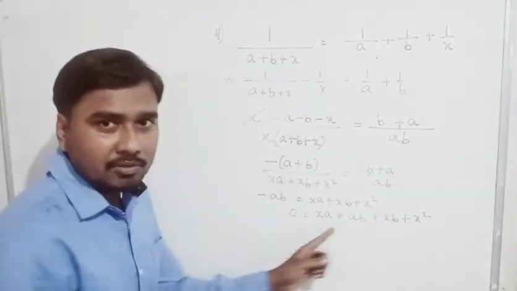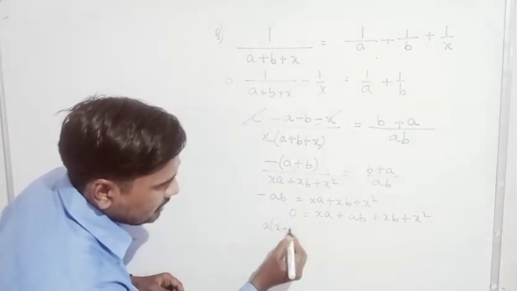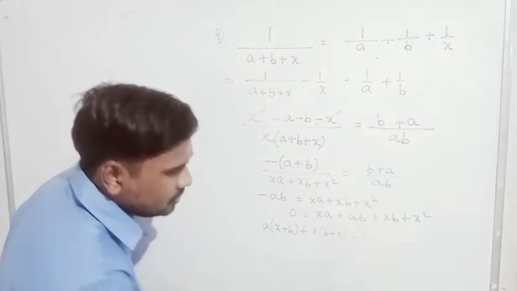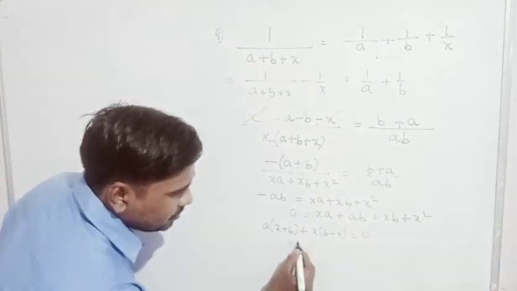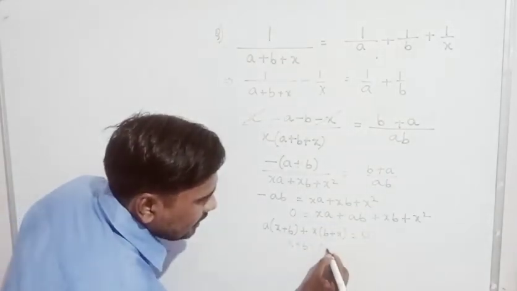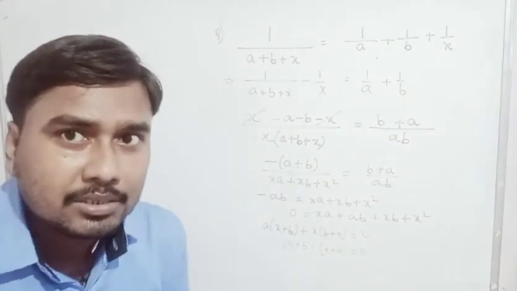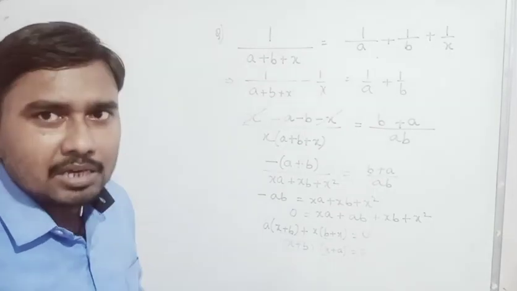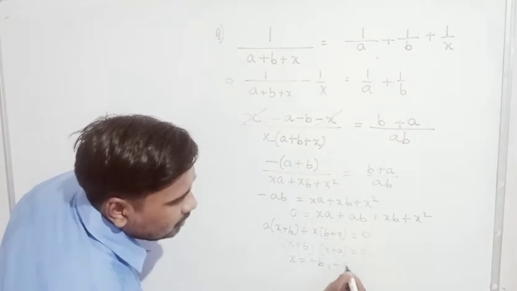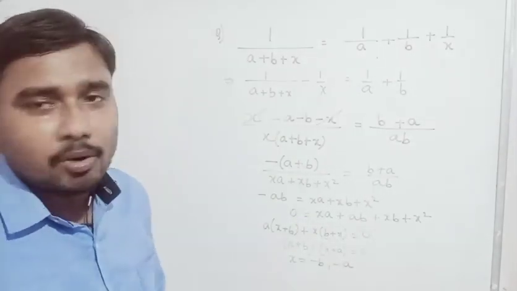In this part, when you take common, a is common, x plus b; plus x is common, b plus x is equal to 0. Then again this x plus b is common, this is x plus b, this is also x plus b, and it is x plus a is equal to 0. So when you separately write x plus b and x plus a equals to 0, one time you will get the value of x as minus b and one time the value of x as minus a. So this is some important question.